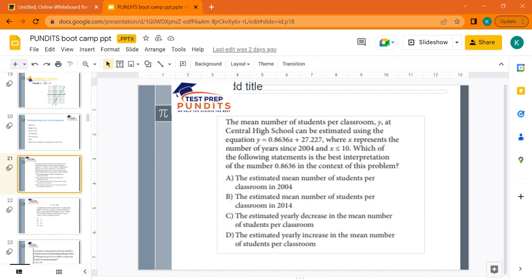And if you look at option D, it is the estimated yearly increase in the mean number of students per classroom. So the option is going to be D.